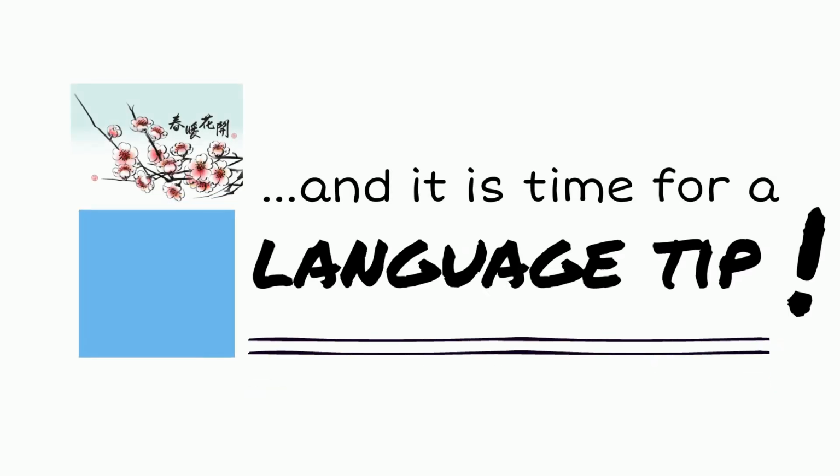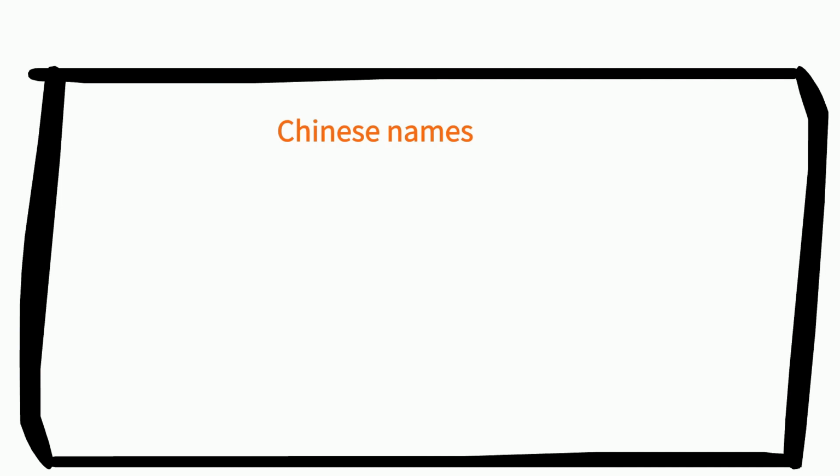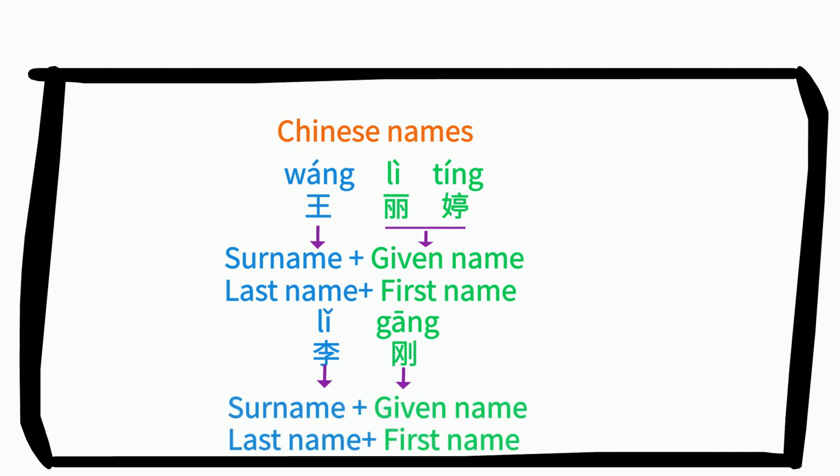Now it's time for a language tip. 你好，我是王丽婷。Chinese names are composed of surname or last name plus given name or first name. Here, in 王丽婷, Wang is a surname or last name, and 丽婷 is a given name or first name. In 李刚, Li is a surname or last name, and Gang is a given name or first name.